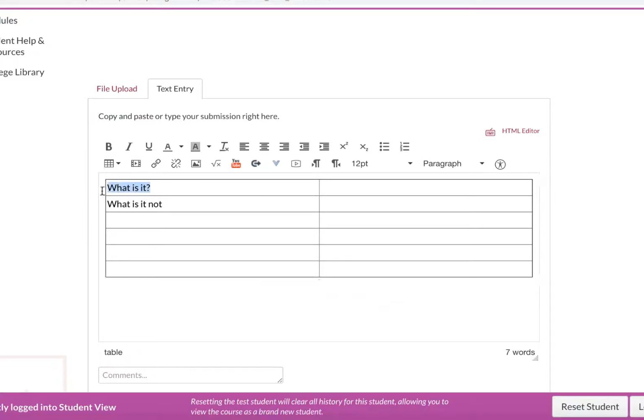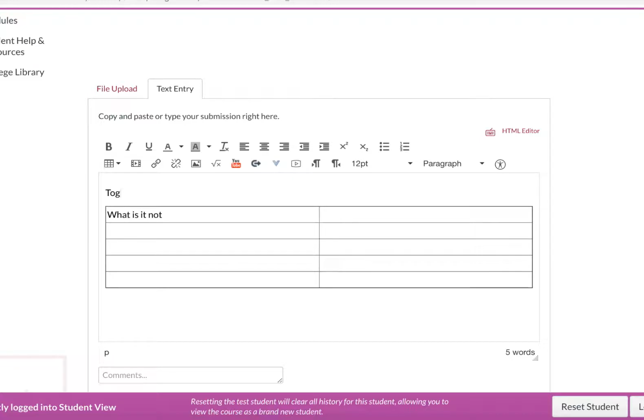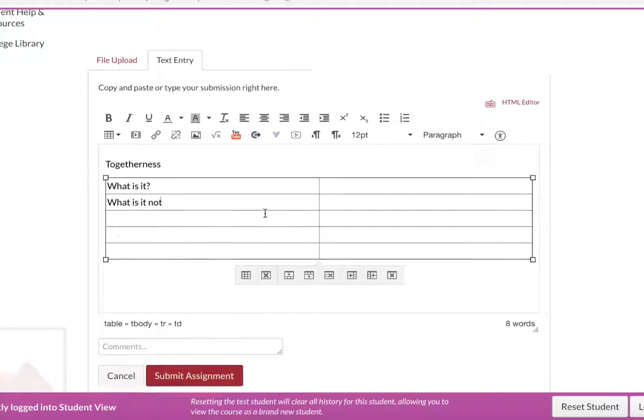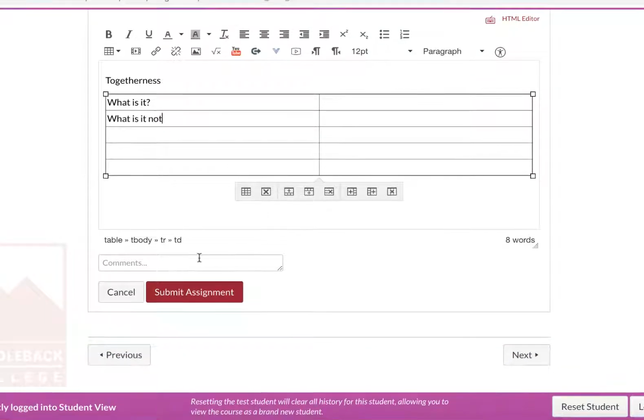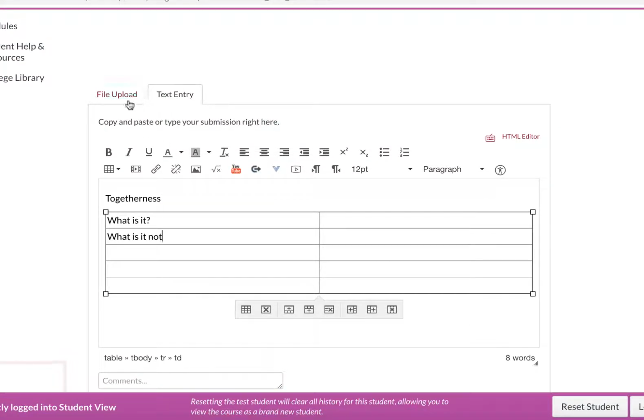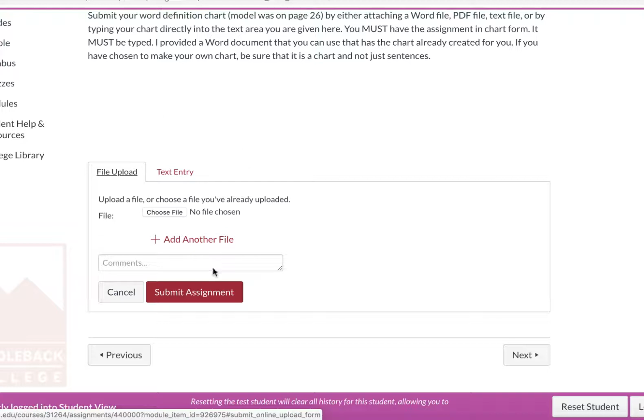So maybe you could put your word here is, let's say, togetherness. So let's say the word is togetherness in your language. Maybe that's what it means. So then you would type down here, what is it? What is it not? And so you're typing this directly into this field, okay? And then you can make your comment and then you can submit the assignment. But again, most of you are just going to do a file upload and submit your assignment.